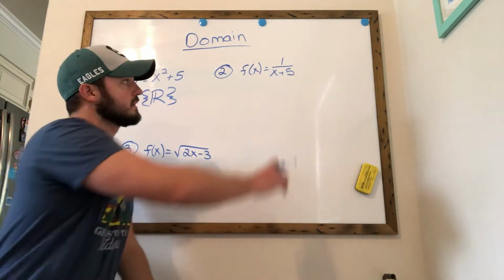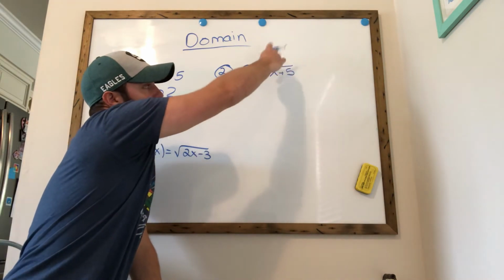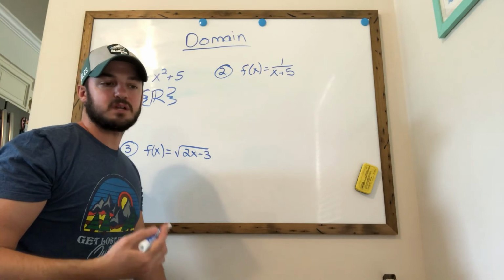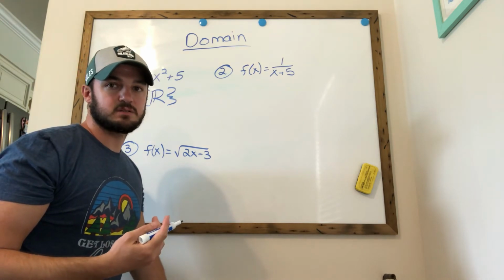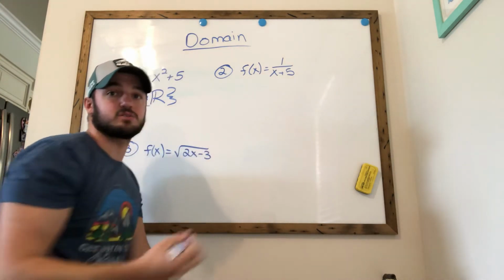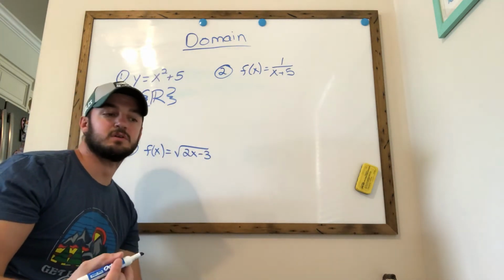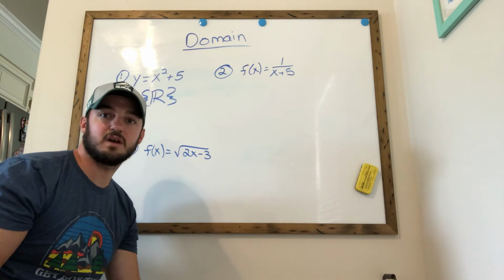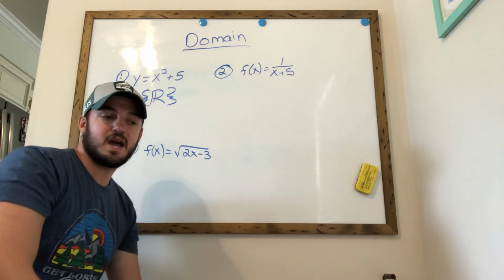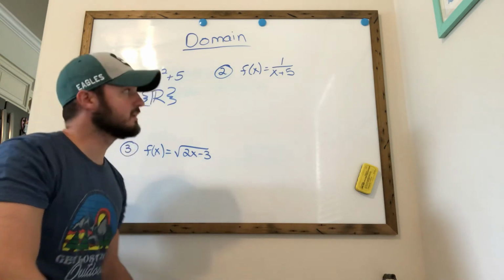Okay, if we move over to this one, can it be all real numbers again? No, because what happens anytime you have a fraction? Well, there are times when the fraction is undefined, right? When your denominator is 0, right? If your denominator is 0, you can't divide by 0, that's undefined. So whatever number makes the denominator 0 has to be excluded from your domain, right?